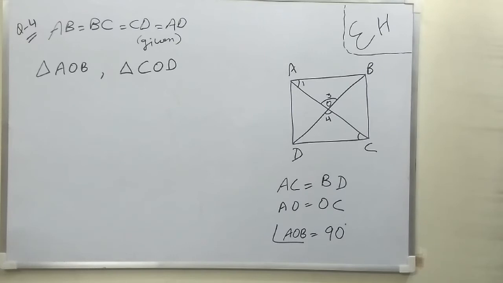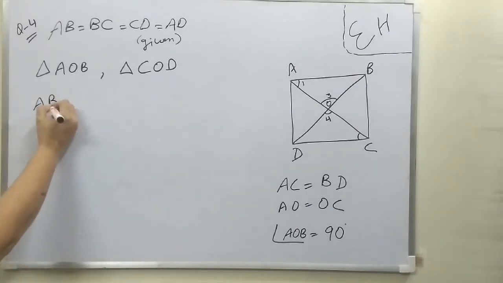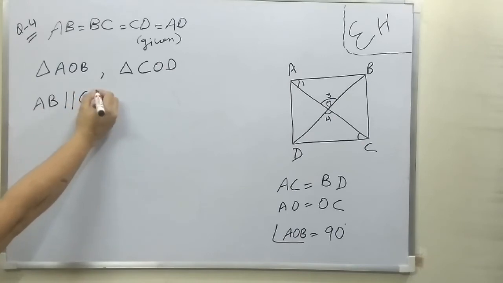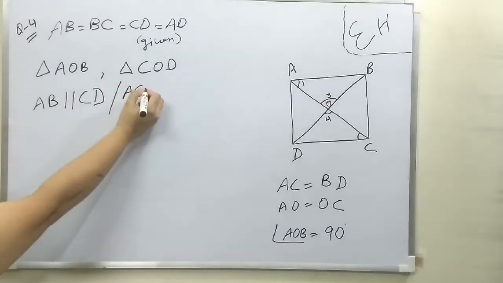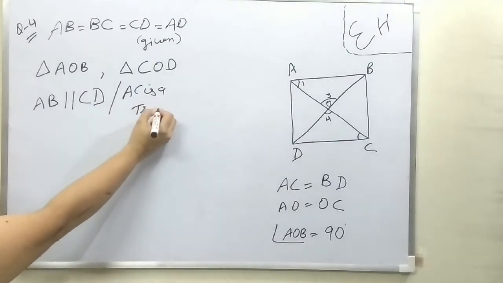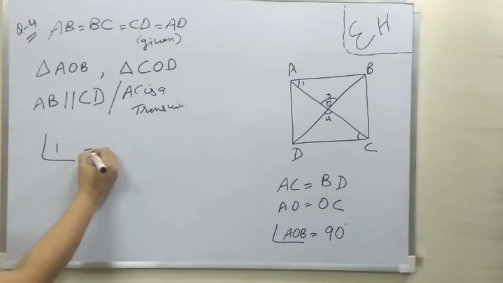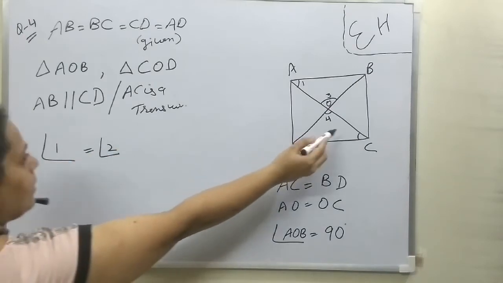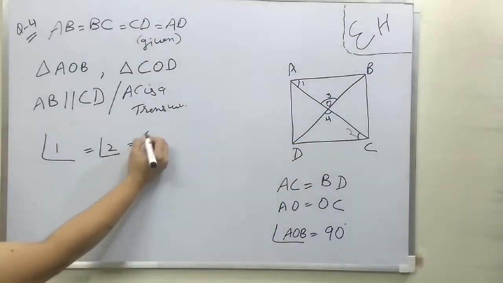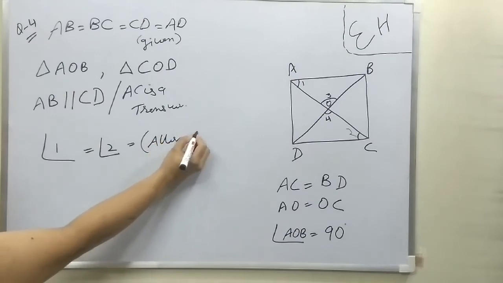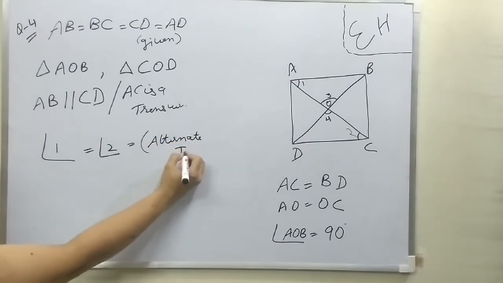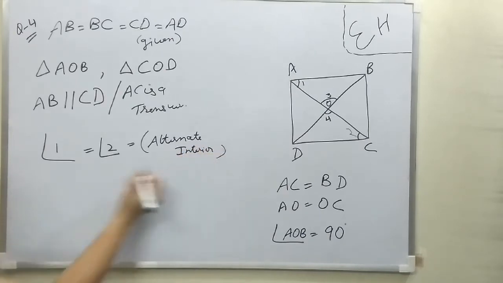Second part is AO is equal to OC. Take triangle AOB and triangle COD. If it is a parallelogram, given, AB is parallel to CD and AC is a transversal. Then angle 1 is equal to angle 2, alternate interior angles of parallel lines. Alternate interior angles are equal.